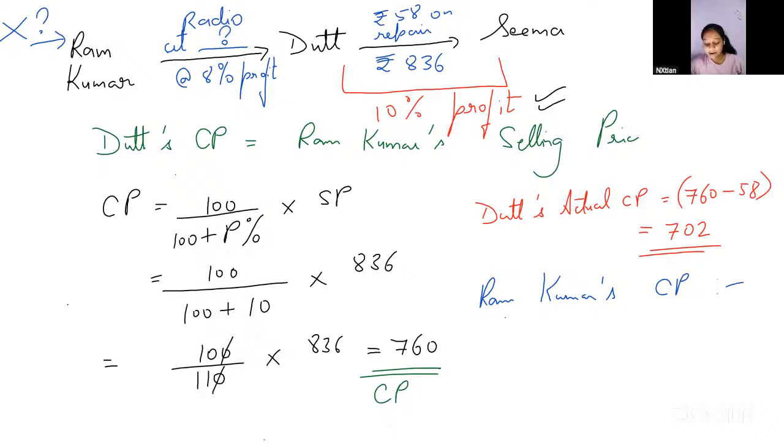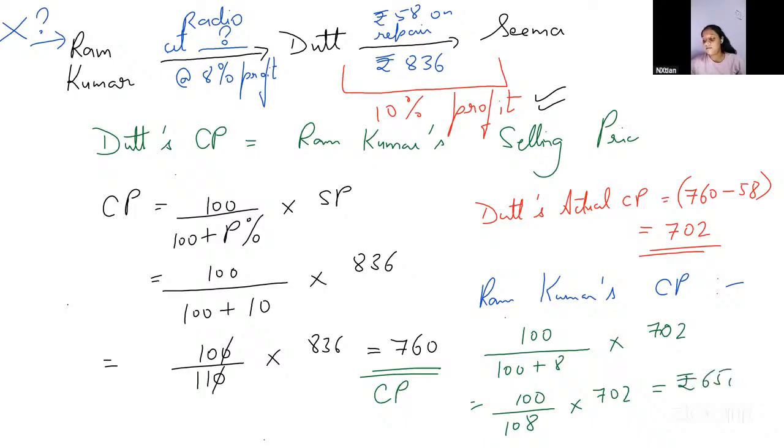100 divided by 100 plus 8, into what is the selling price of Ramkumar? 702. Now here I'm going to use 702. 100 divided by 108 into 702 is 650 rupees. This is that person's cost price, and this is Ram Kumar's cost price.